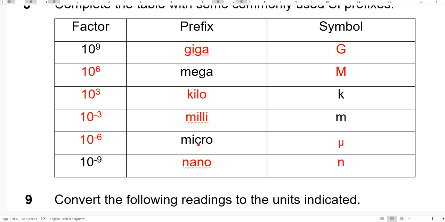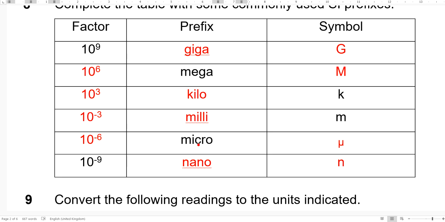Yes? Micro. Look at micro properly. Do you know how to write micro? No. Okay, so it goes like this. It's like a U, but you just increase this one. Okay, that is micro. The second last one over here, micro. So check that you have written it correctly. Everything else is just English letters. This one over here is not an English letter, so you need to know how to write it. Okay?